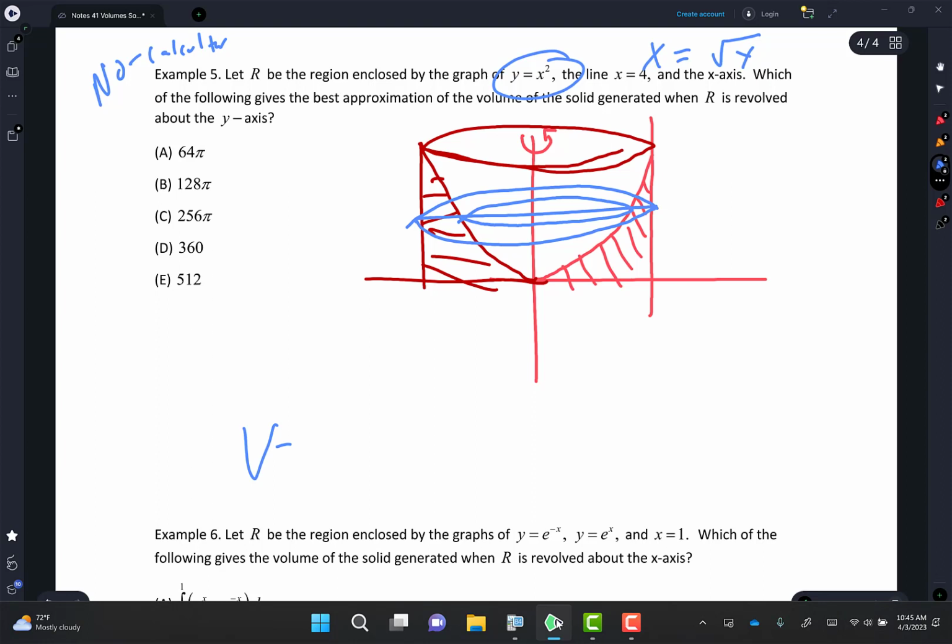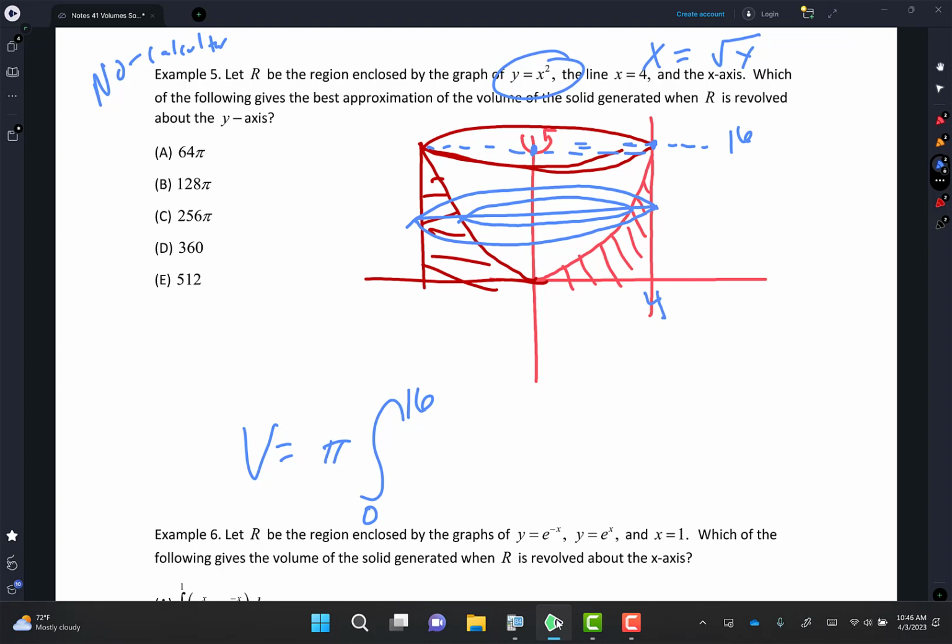Now I'm going to write volume equals pi on the outside, integrate. I'm integrating from 0 all the way to what? All the way up here. It's not 4, it's not 8, it's 16. How did we figure that out? This value way out here is 4, but we're not integrating with respect to x. We're integrating with respect to y. This value way up here, not to scale obviously, is 16, because 4 squared is 16. Are we cool? All right.